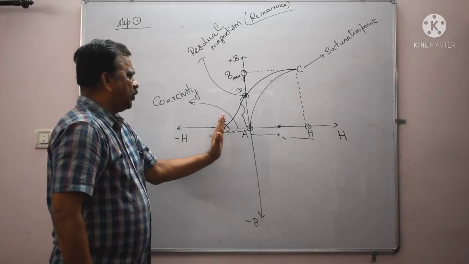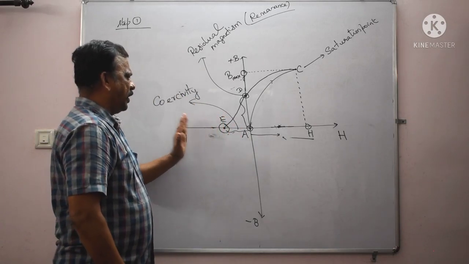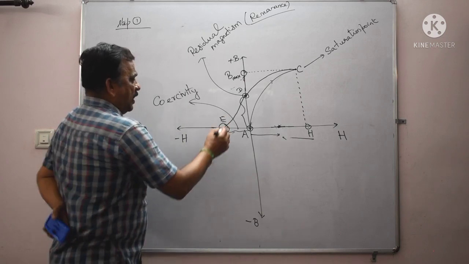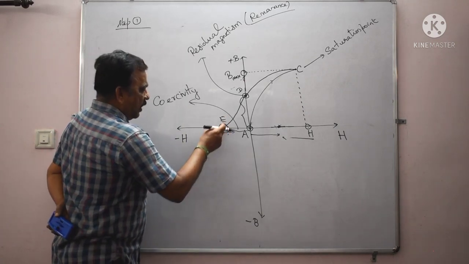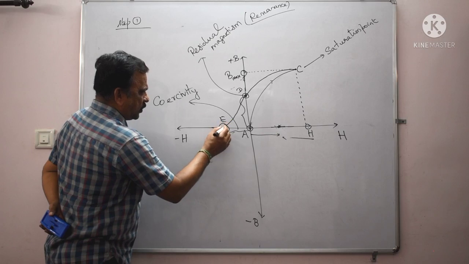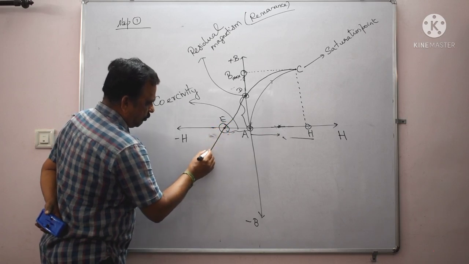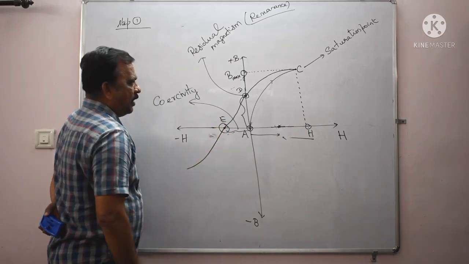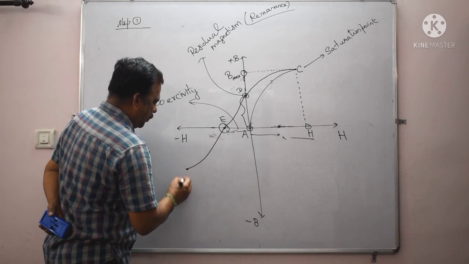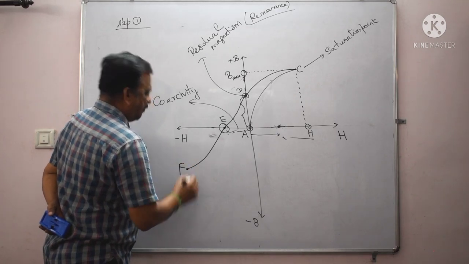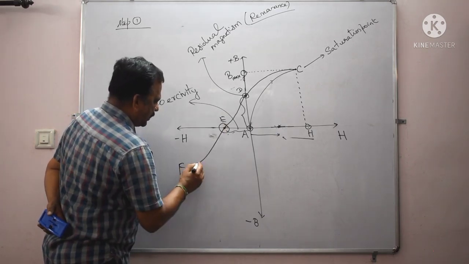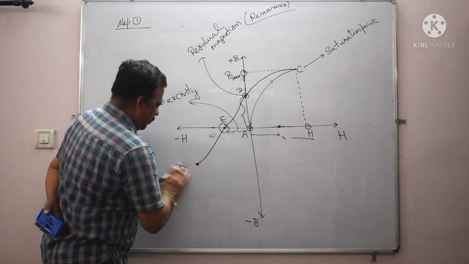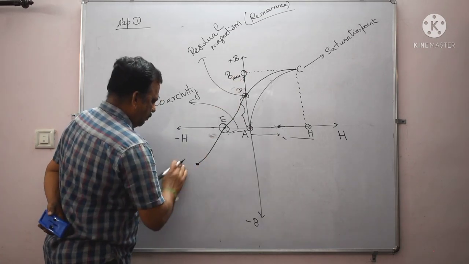Now again I am going to increase the magnetizing field beyond this coercivity value. Now the magnetic field developed in the specimen will increase but in the opposite direction, like this, and reaches a saturation value at the point F, which will be the same as that of B max over here.